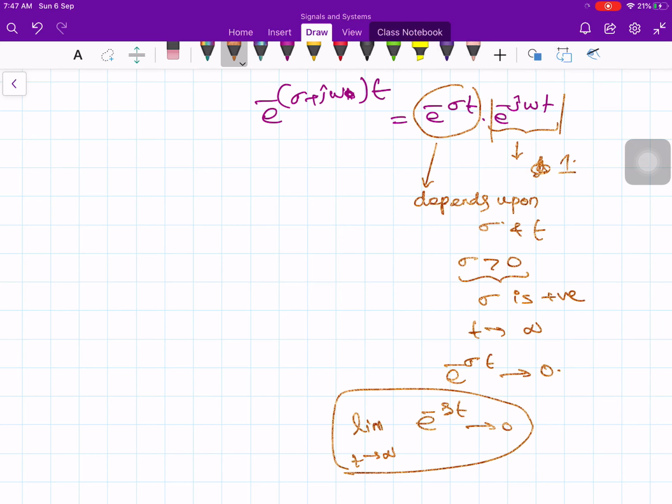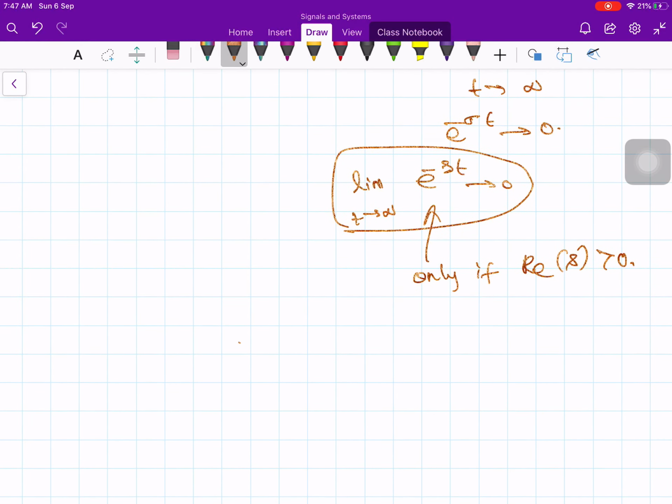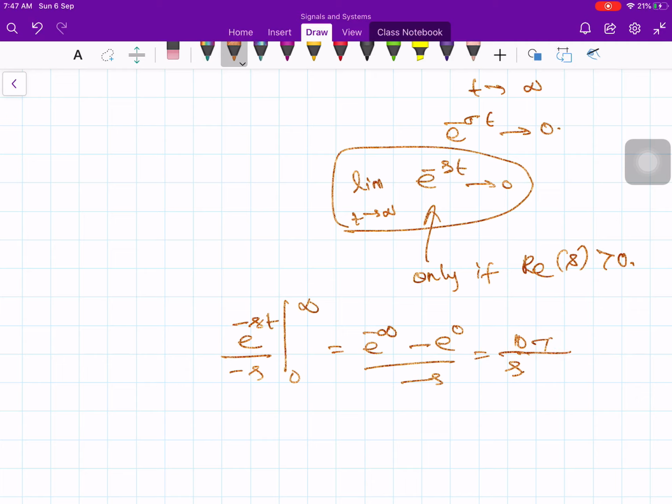So this happens only if the real part of s is greater than 0. In that case, e to the minus st divided by minus s, and the limit is 0 to infinity. So e to the minus infinity minus e to the 0, divided by minus s. So this is 0 minus 1 over minus s, which is minus 1 by minus s, equal to 1 over s.